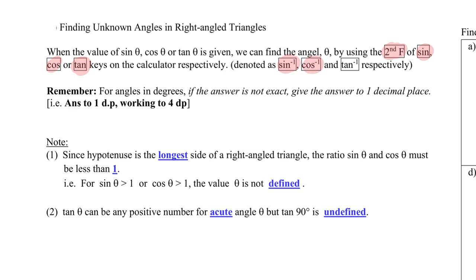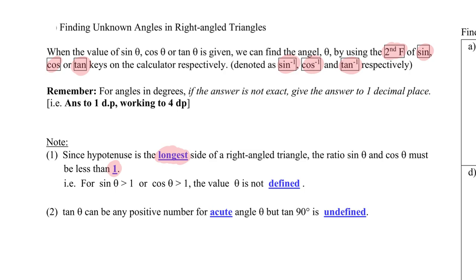It will look like this with a -1 power. This simply means the inverse functions of sine, cosine, and tangent. Also to take note, because the hypotenuse is the longer side of a right angle triangle, the sine ratio and cosine ratio will be less than 1.